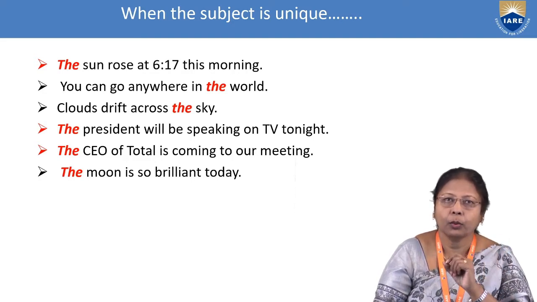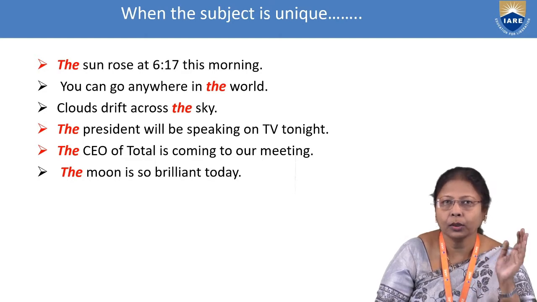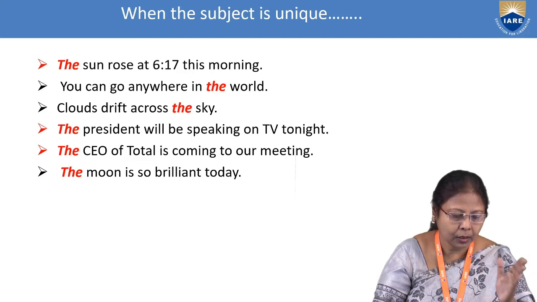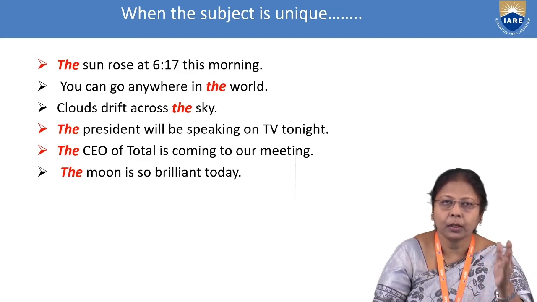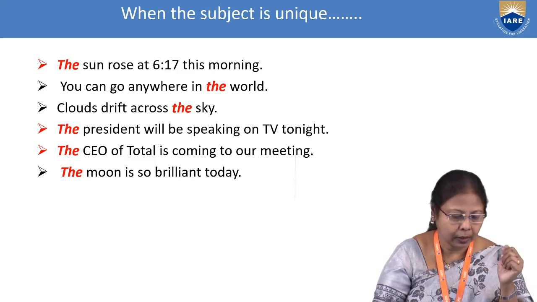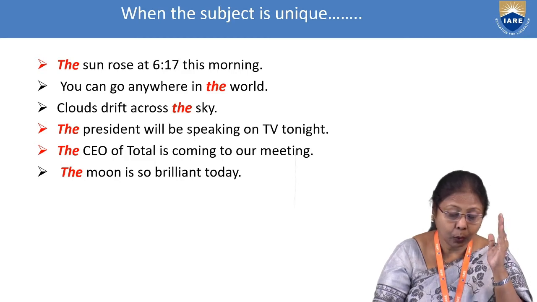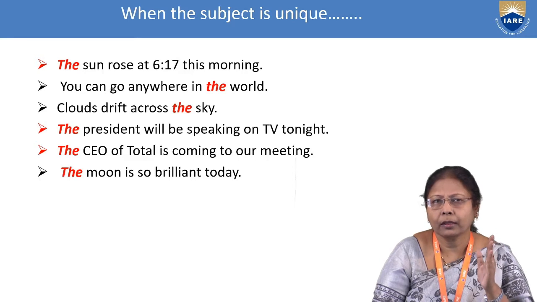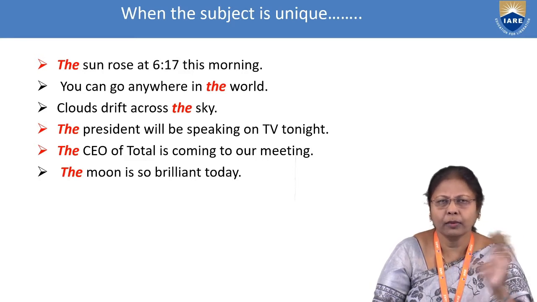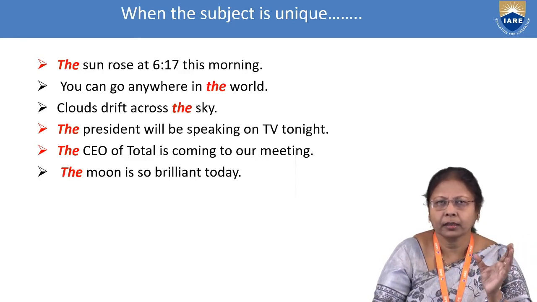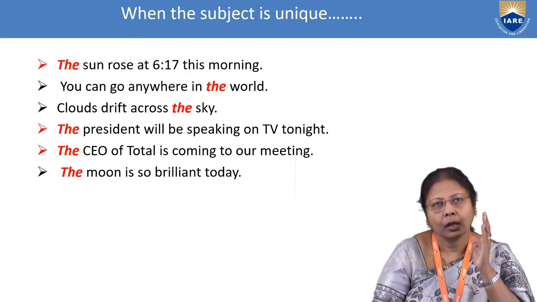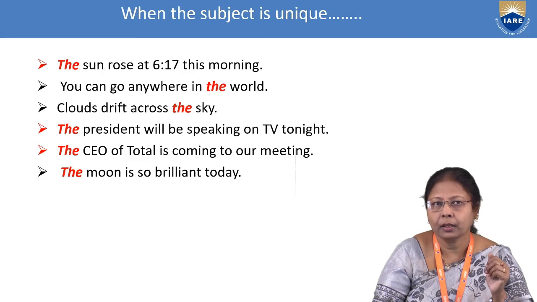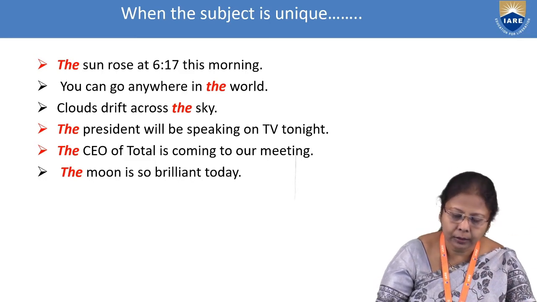The CEO of Total is coming to our meeting. So, here the CEO is also unique for one organization. So, that's why the CEO. The moon is so brilliant today. So, on the full moon day, the moon is always bright, brilliant. So, as before, the moon, which is unique in the world, we have to go with the definite article the, right?